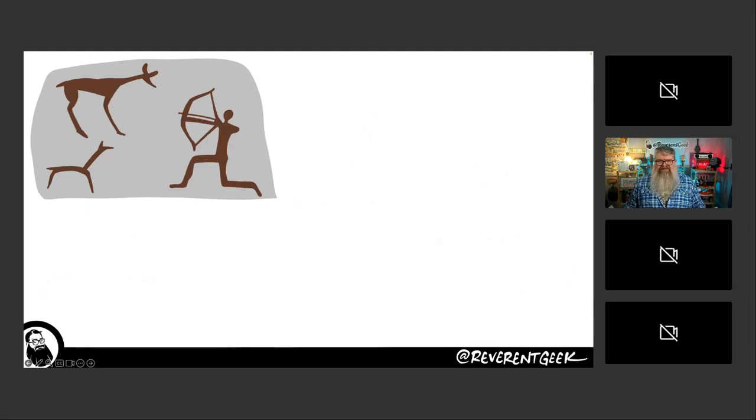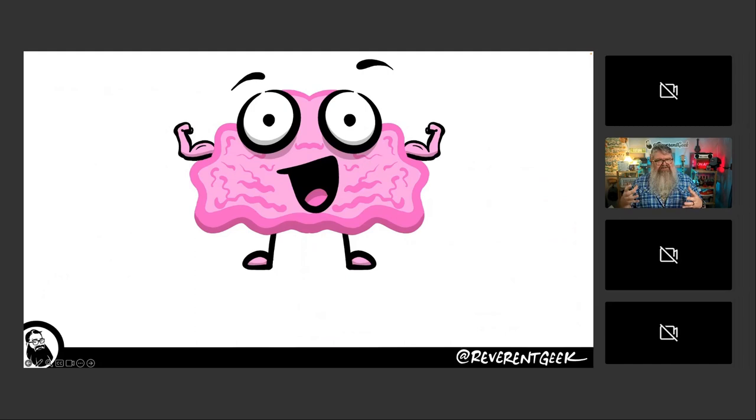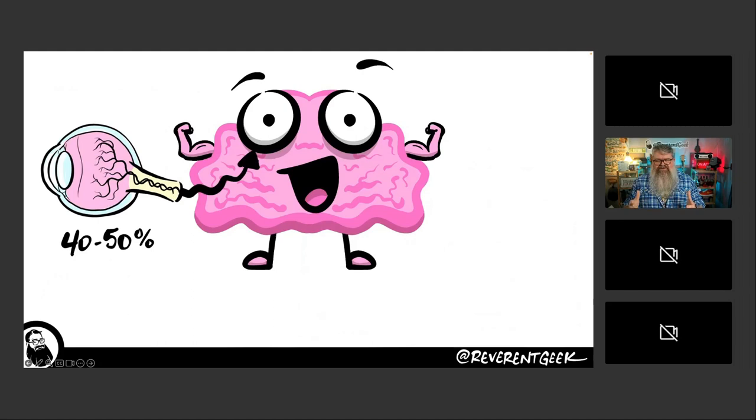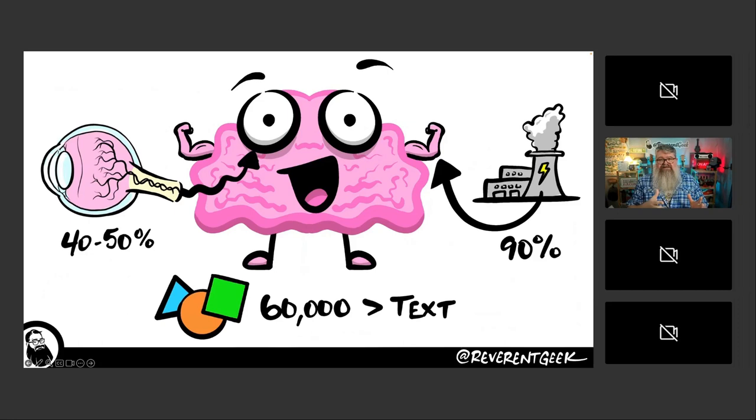But humans have been doing illustrations and storytelling through visuals since pretty much the dawn of illustrations. And did you know that our brains are just so tuned to processing visual information? Somewhere between 40 and 50% of the neurons connected to our brain are dedicated to our eyes. About 90% of our brain's processing power is focused on processing visual information. And studies show that our brains can process images and graphics about 60,000 times faster than we can text.